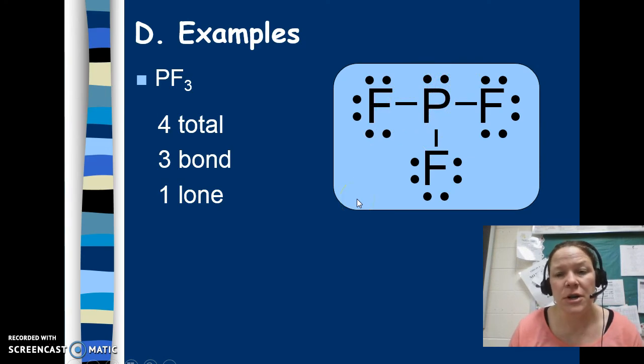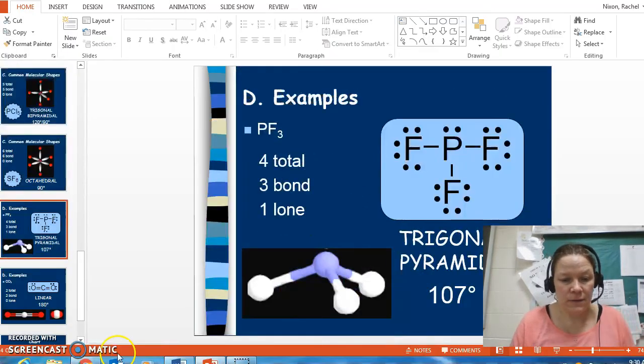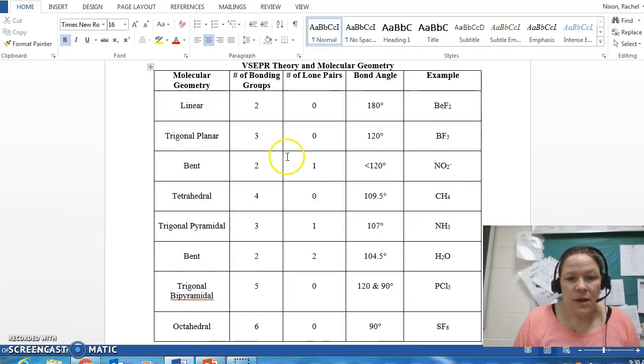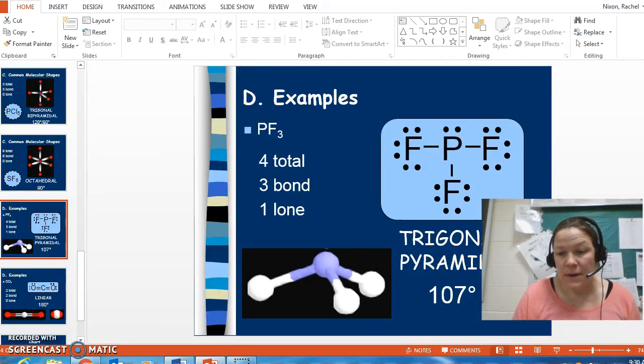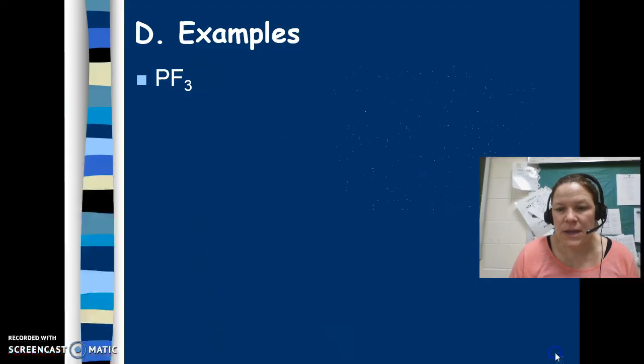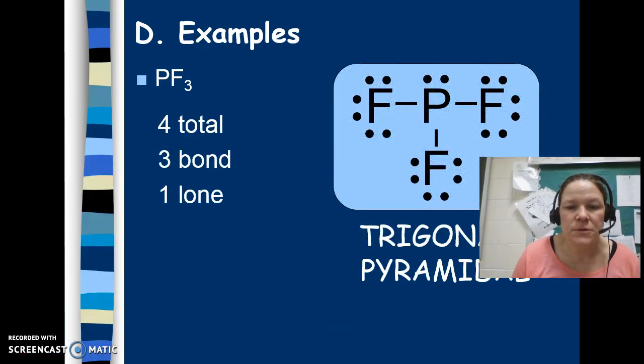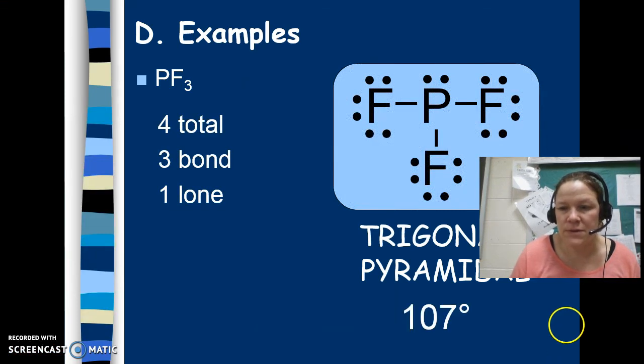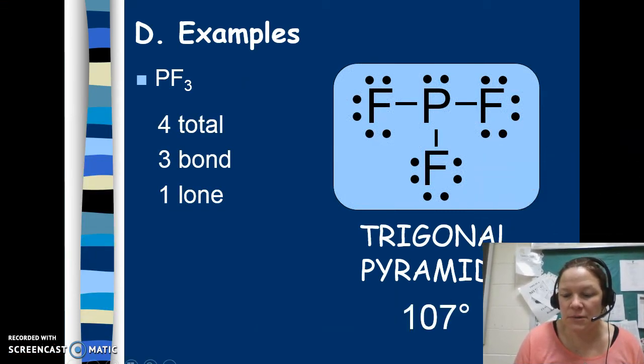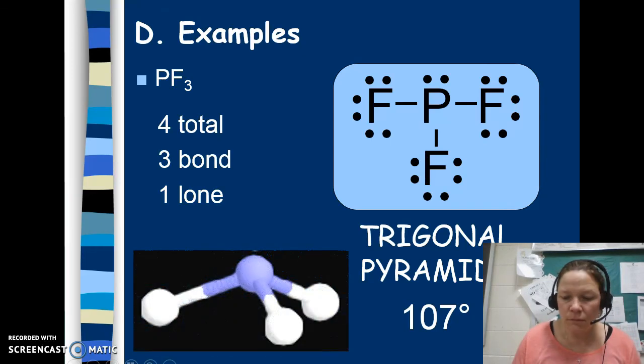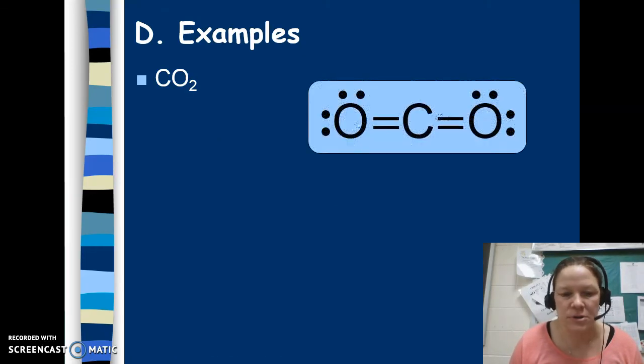So you just need to go to your chart, find the column that has 3 bonding groups and 1 lone pair, and that's going to tell us that it's trigonal pyramidal. And then it has a bond angle of 107, which is what this slide is telling us anyway. So trigonal pyramidal, 107. Let me get my face out of the way here so we can try to read it. But you have it on your notes too. And this would be a 3D version. Again, we'll do drawing these 3D structures a little bit later.